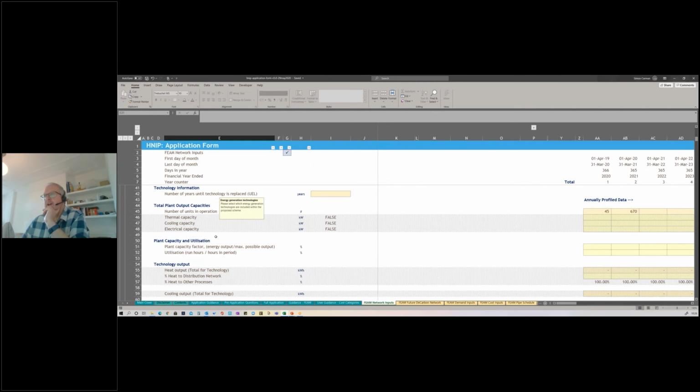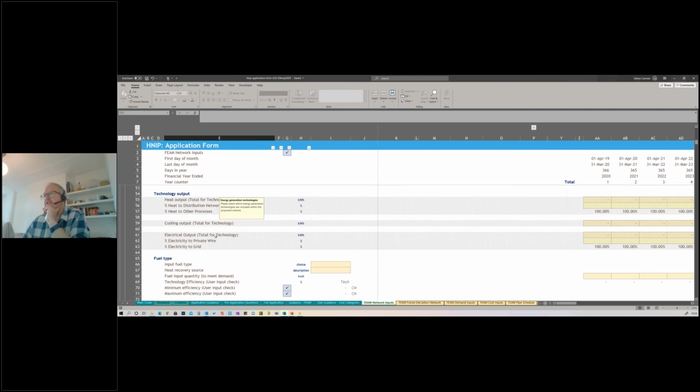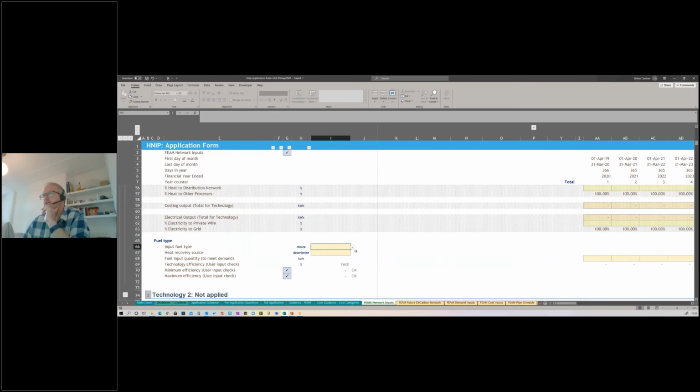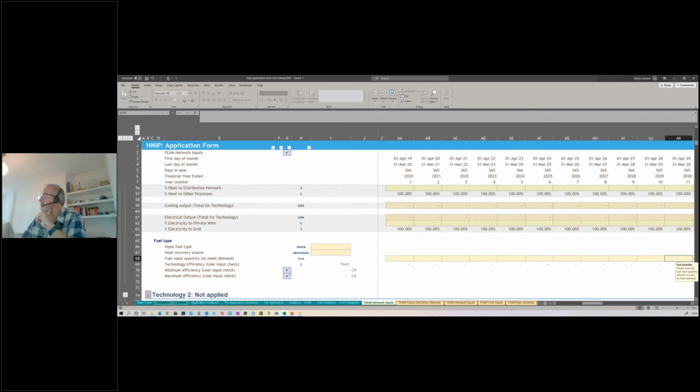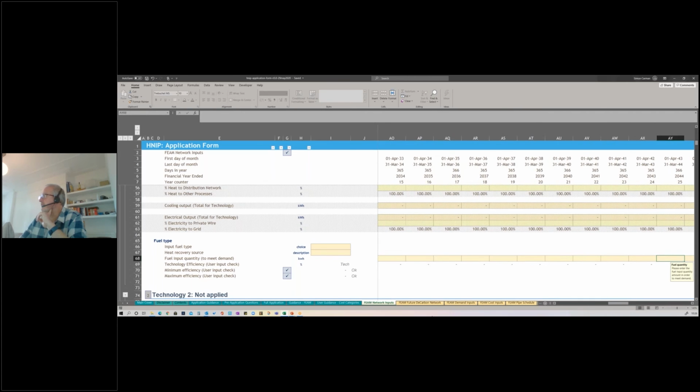Then we have some information about each technology type, the choice. You've got a choice of fuel, and then we have the fuel quantity, and if you hover over cells, you should get some notes prompting you to enter information. So this data goes all the way out to year 60, as I was saying before. So please populate it with 60 years worth of data.